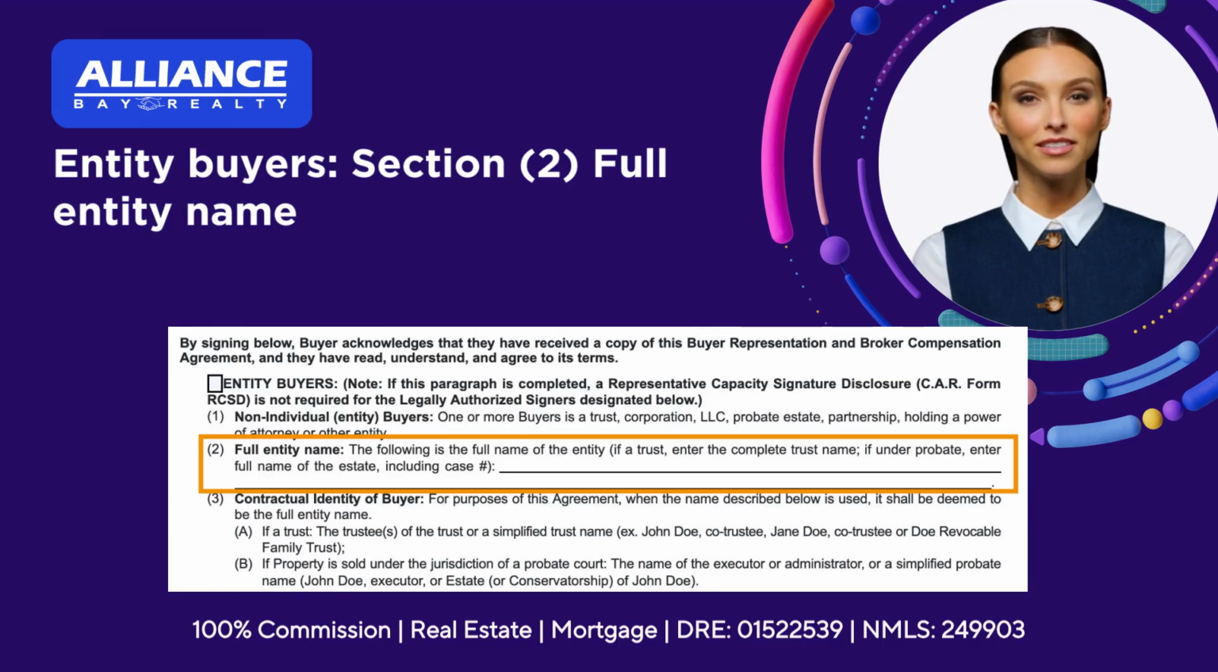Entity buyers, Section 2. Full entity name. What to enter here? The complete legal name of the entity. If a trust, write the full trust name exactly as it appears in the trust documents. If probate, write the estate name and include the case number if applicable.